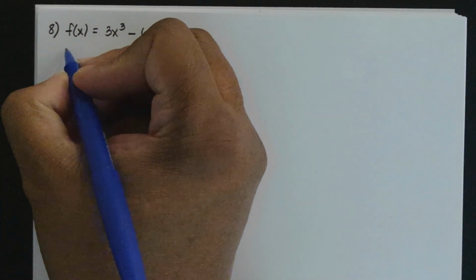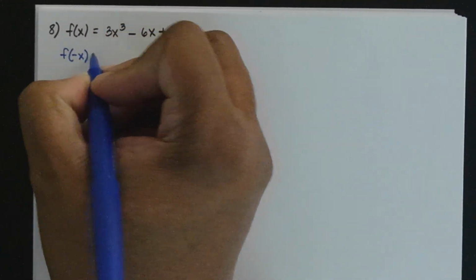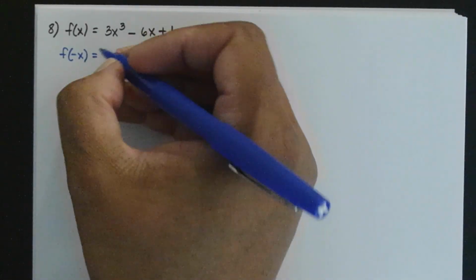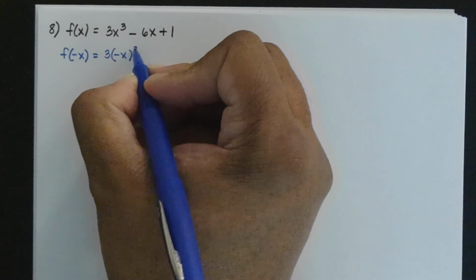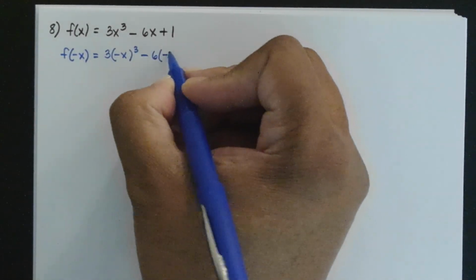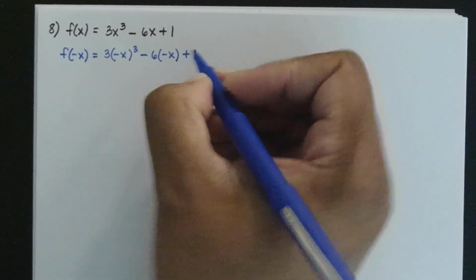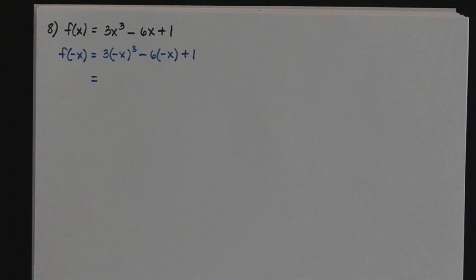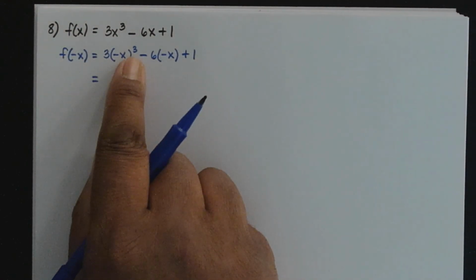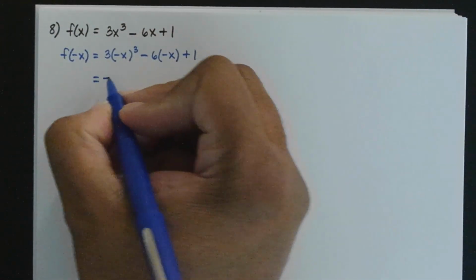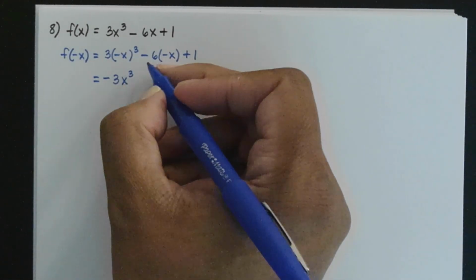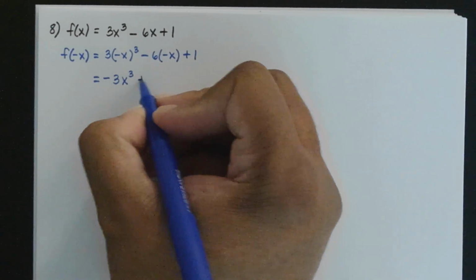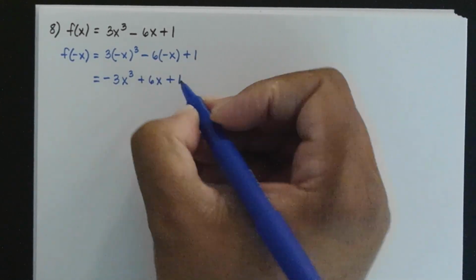So in this case here, we find out what f of -x is. We have to replace every single x in that function with -x. So it'll be 3 times negative x, and that's going to be cubed, minus 6 times negative x, plus 1. And then we simplify this. Anytime we cube a negative, that's going to end up being negative. So it'll be negative 3, and that x will be to the third. Minus 6 times negative x will be plus 6x, and then plus 1.